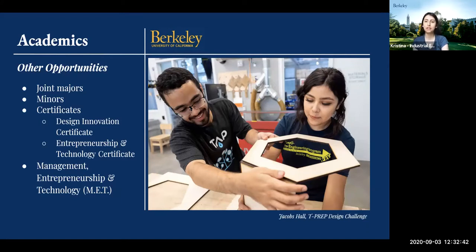We have joint majors, which are open to all College of Engineering students. Joint majors are very similar to what you would find in a double major in a lot of other colleges, but they are pre-planned programs. So they already have a set list of classes you need to take to be able to graduate from that joint major in 4 years.